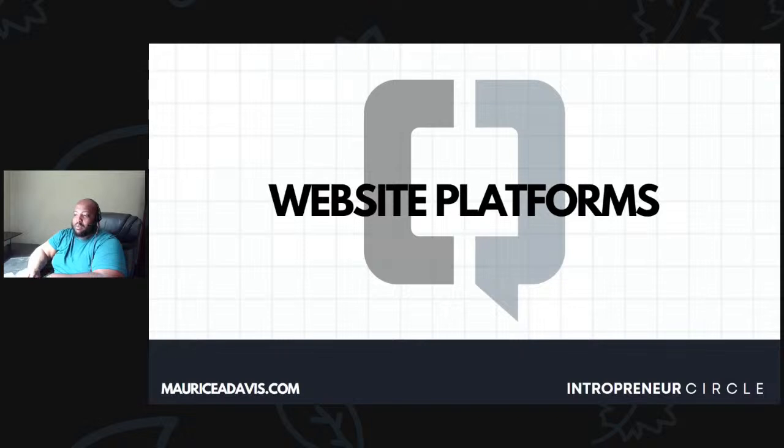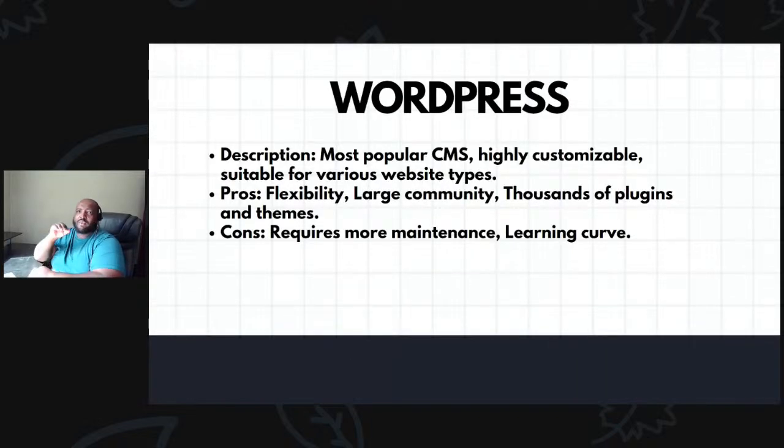The first one and most popular is WordPress. And so again, this is the most popular CMS, or content management system, highly customizable, and it's suitable for various website types, sizes, and businesses. So the pros of this is that it's highly flexible. Just about anything that you want to build, you can build on a WordPress website. It has a huge community. And what that means for you is that if there's a problem, somebody has experienced it, and there's probably someone that has created a video about it, they've created an article about it, or it's on a forum and they're talking about it. So you can troubleshoot these things relatively easily and with minimal to no cost on your end, depending on the level of technical acumen required to fix it.